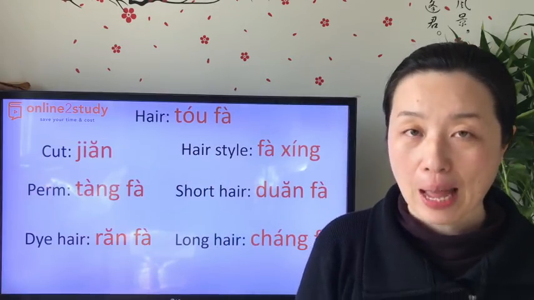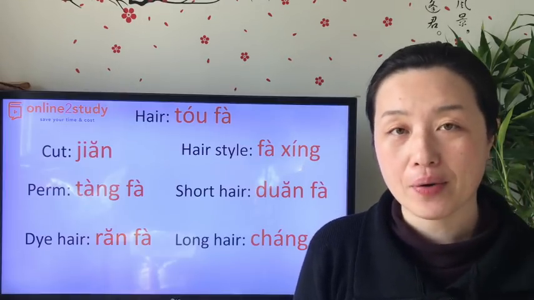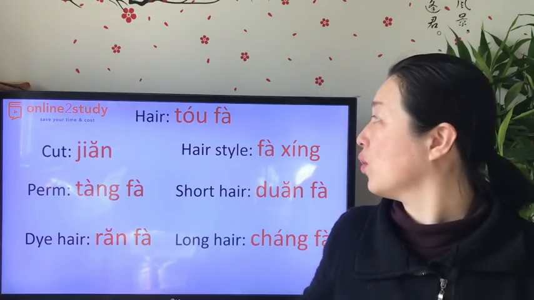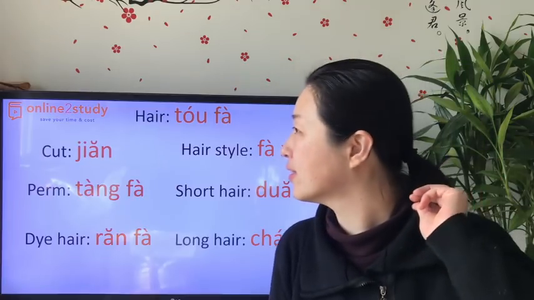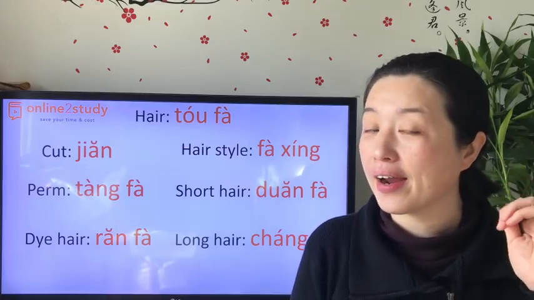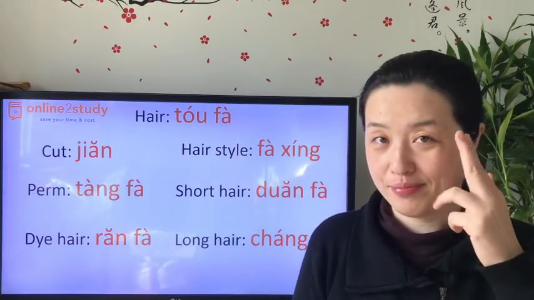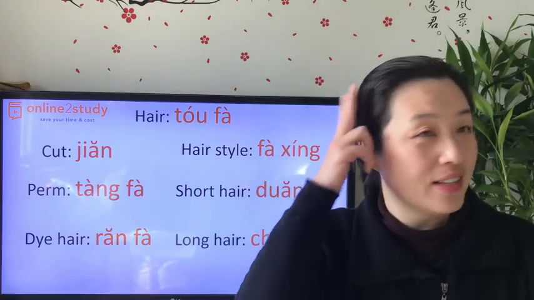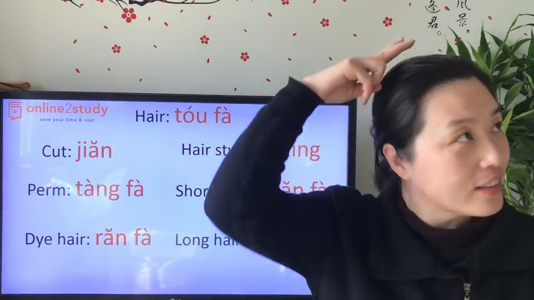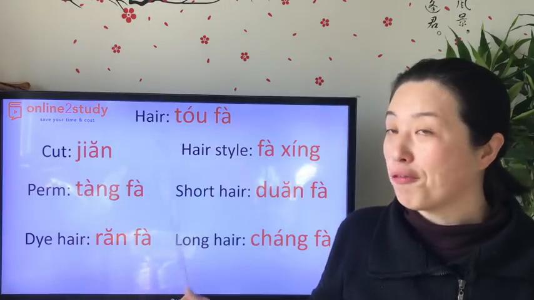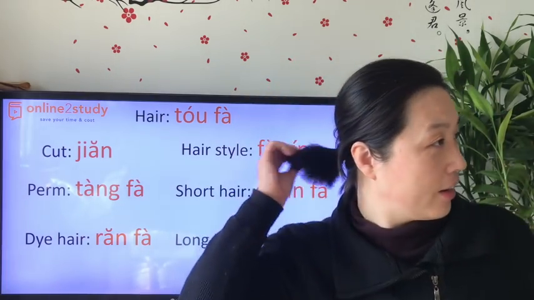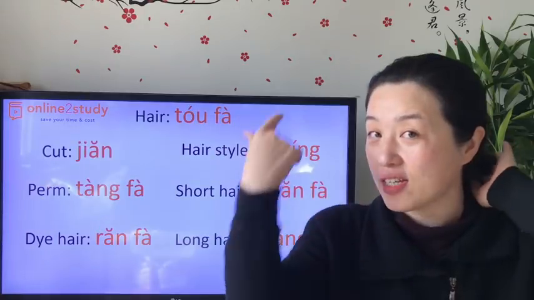First, we will learn some vocabulary. It's basic vocabulary that you can use in the hairdress shop, right? So hair is 头发, 头发 is hair, okay? And cut is 剪, 剪, cut. The scissors we say 剪刀, so the cut is 剪. Hair, 头发, cut, 剪. Hairstyle is 发型. 型 is style.